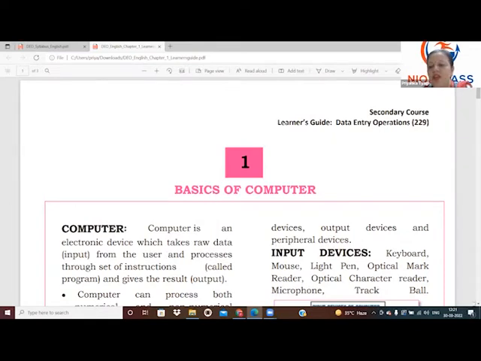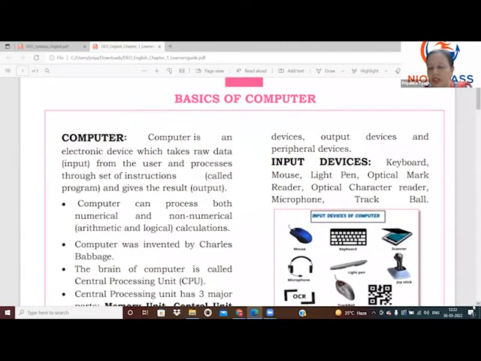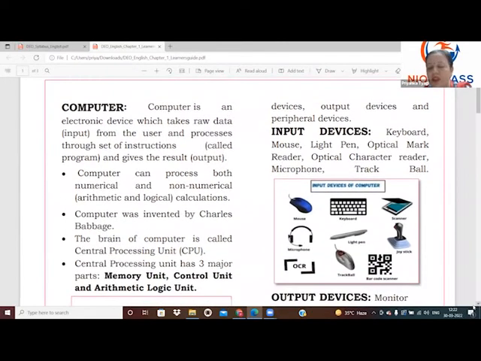As you can see on the screen, this is your Basics of Computer worksheet, which contains all the important points from the chapter. Now, first of all, what is computer? As you know, in our day-to-day life, this is a very important device which we use in every part of life.